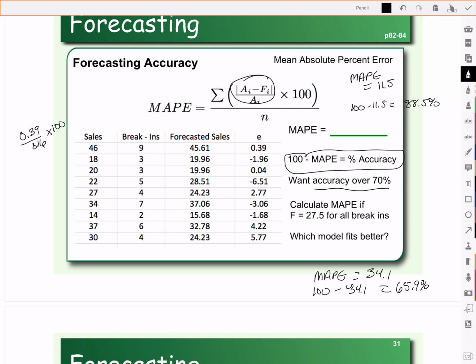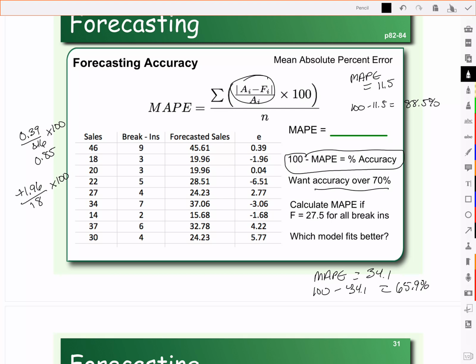Okay, so 0.39 divided by 46 times 100 is 0.85. And then we do the same thing with the next one, negative 1.96. Now notice it's an absolute value, so the negative goes away. And we're dividing it by the actual value of 18 and multiplying it times 100.